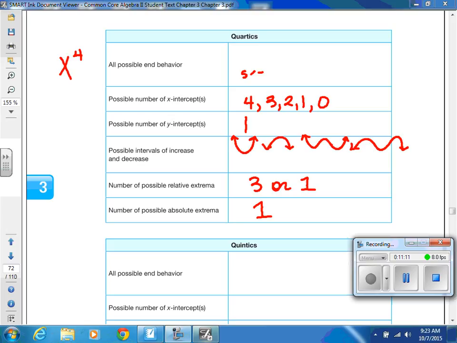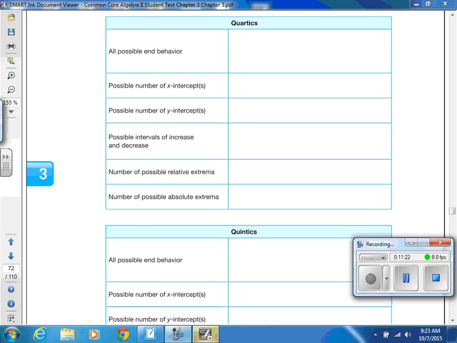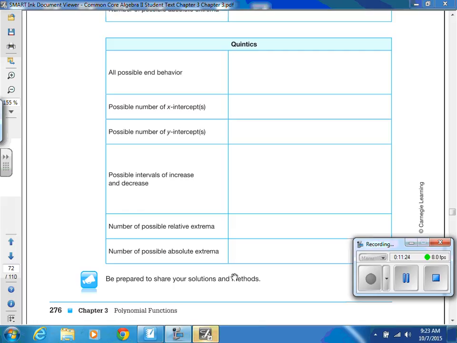Let's look at quintics. What degree are we looking at with quintics? 5, x to the 5th. All right, end behavior for a quintic. The end behavior does not match. One's going to approach infinity and one's going to approach negative infinity. It just switches up which one's doing it, okay?